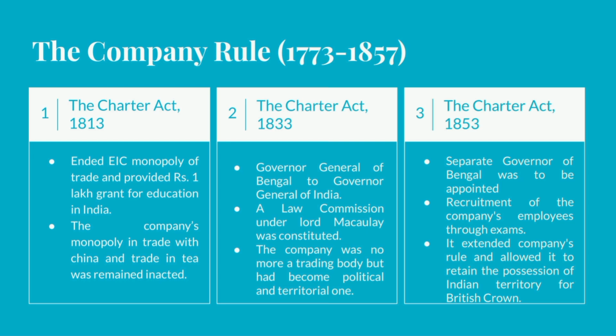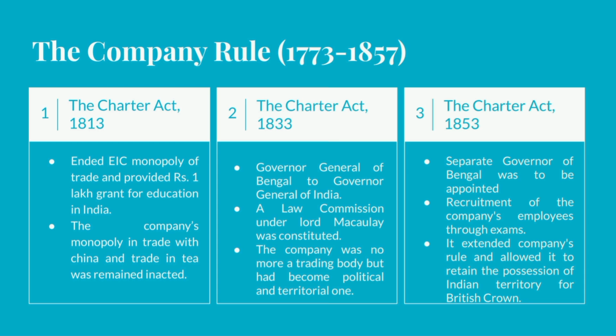Next one, the Charter Act of 1833. Its main feature was Governor General of Bengal to Governor General of India. It's a very important point. Many questions will be asked from this act, because in which year or through which act the power of Governor General of Bengal to Governor General of India was created. And look at the second point very carefully. It's also an important point. A law commission under Lord Macaulay was constituted. From this act, the company was no more a trading body but had become a political and territorial one. This act gave the power to the East India Company to become a political body.